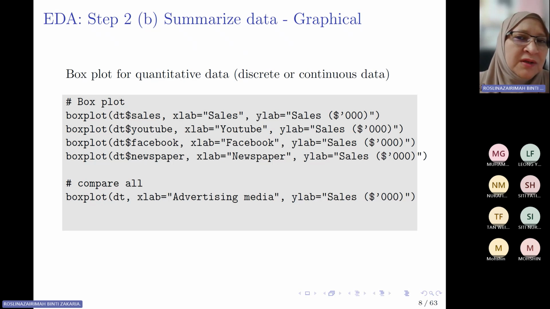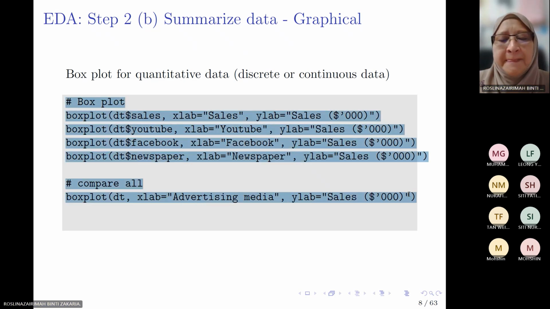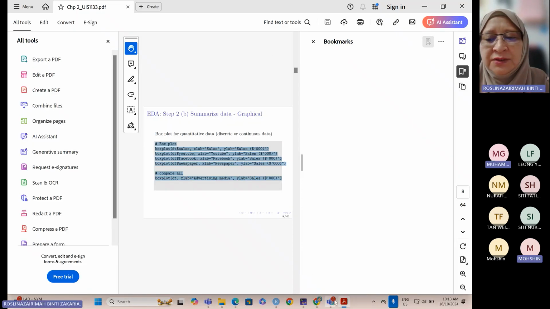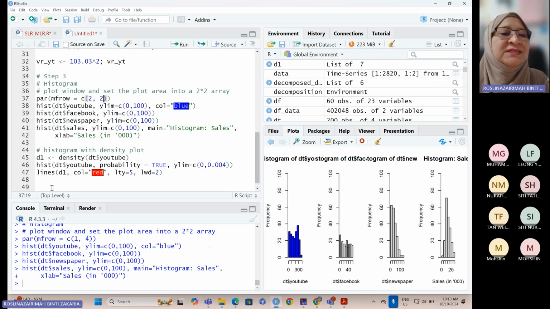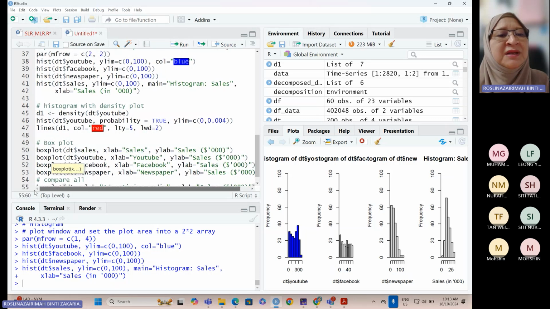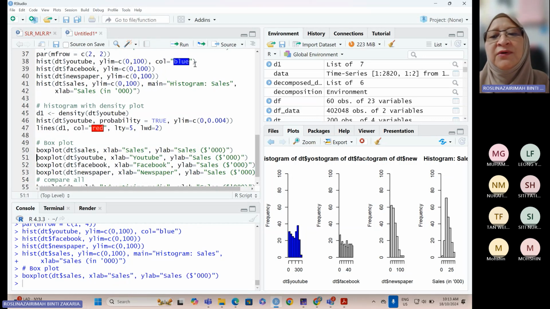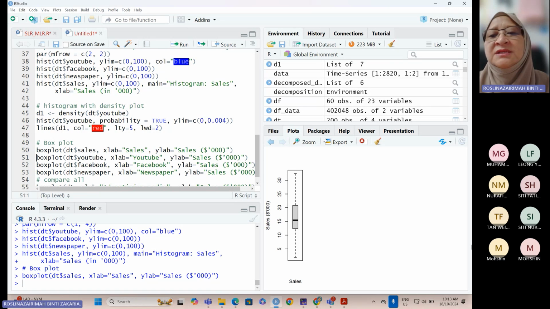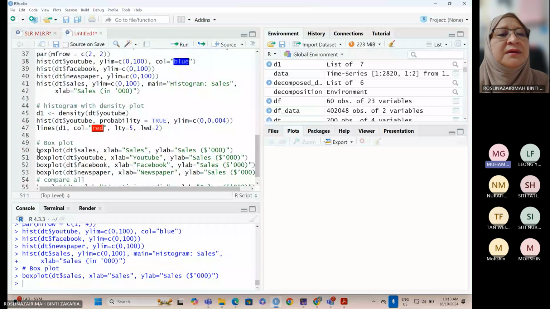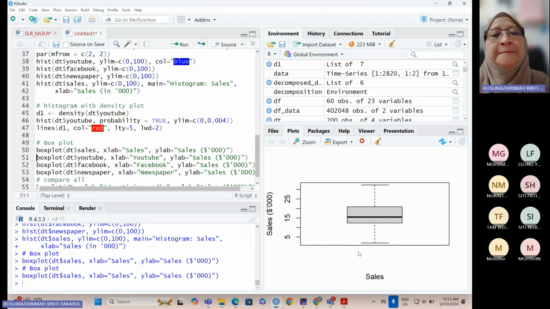Do you know what is box plot? No, doctor. Okay, box plot is actually a box and whiskers plot. Sometimes people call it a 5-number summary plot. Have you seen this plot before? Yes.